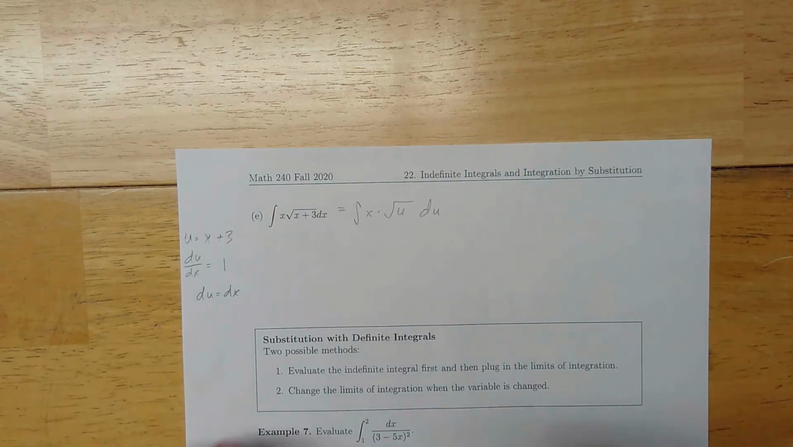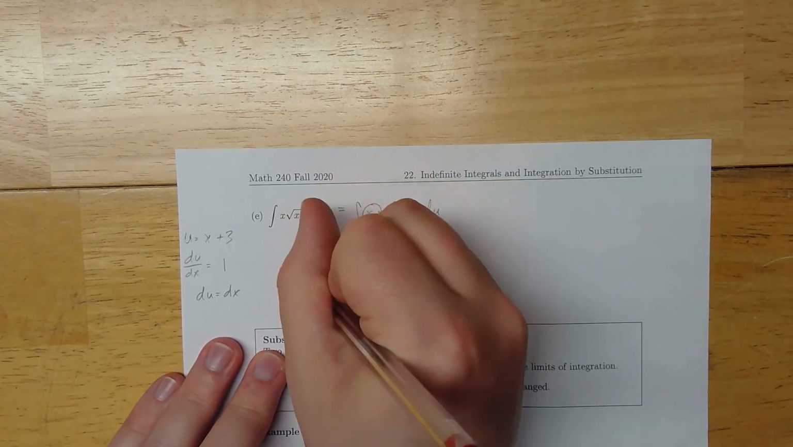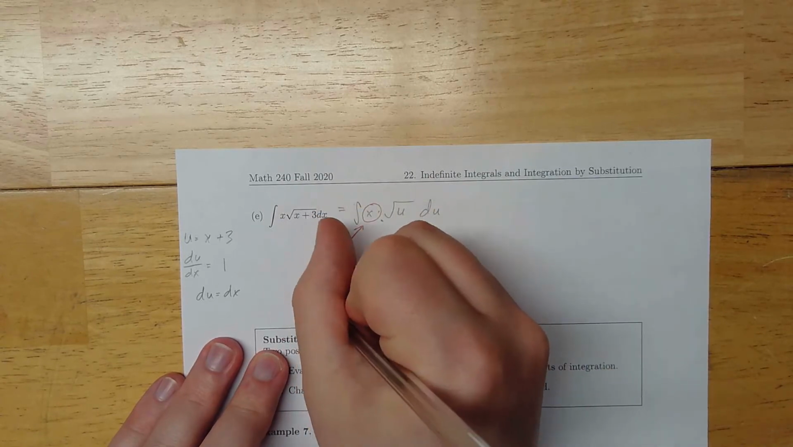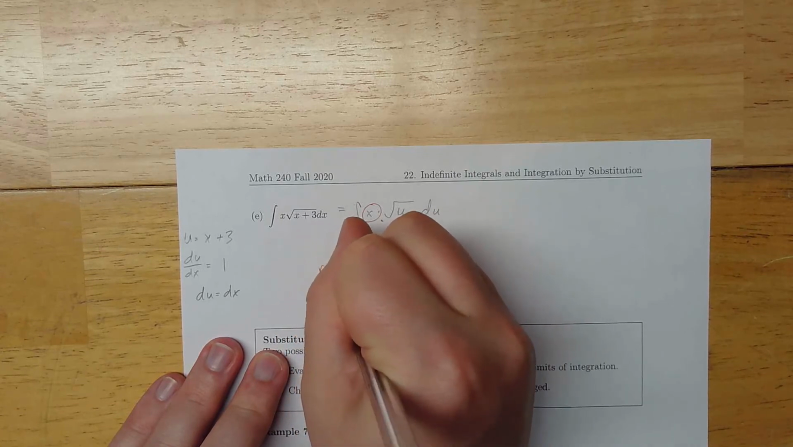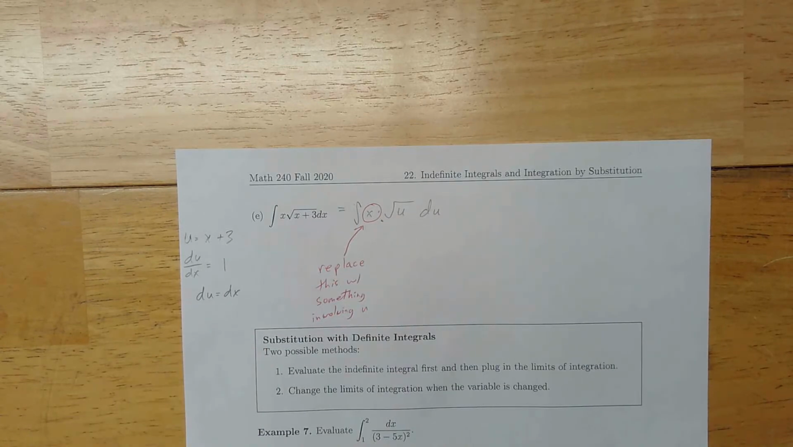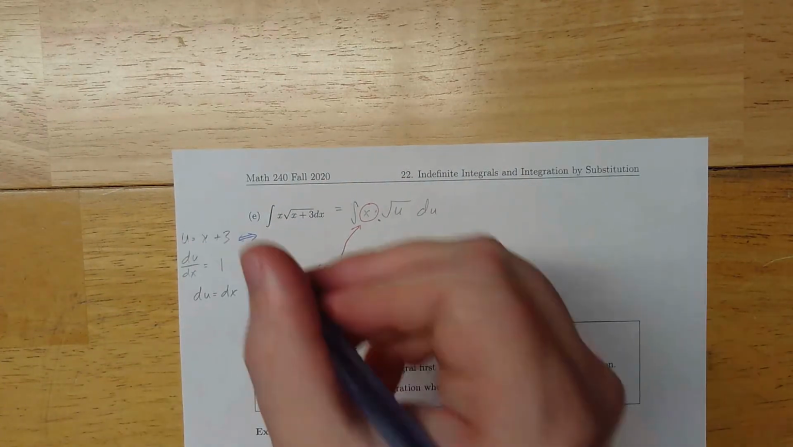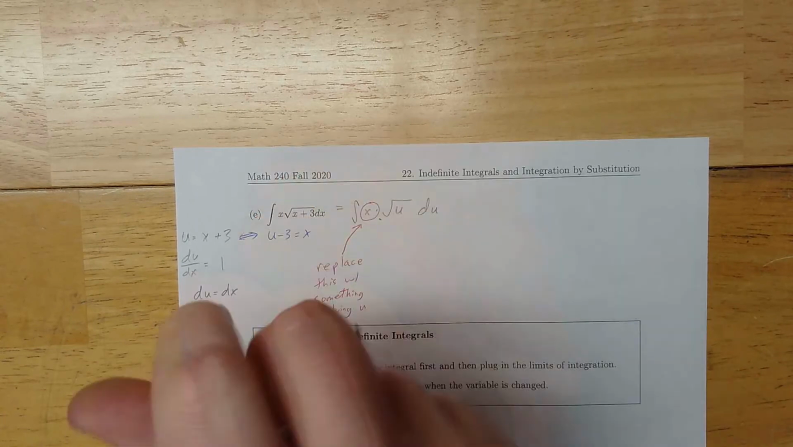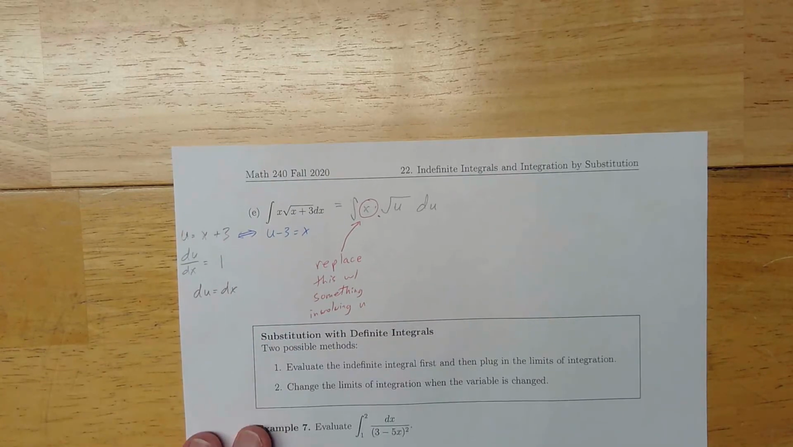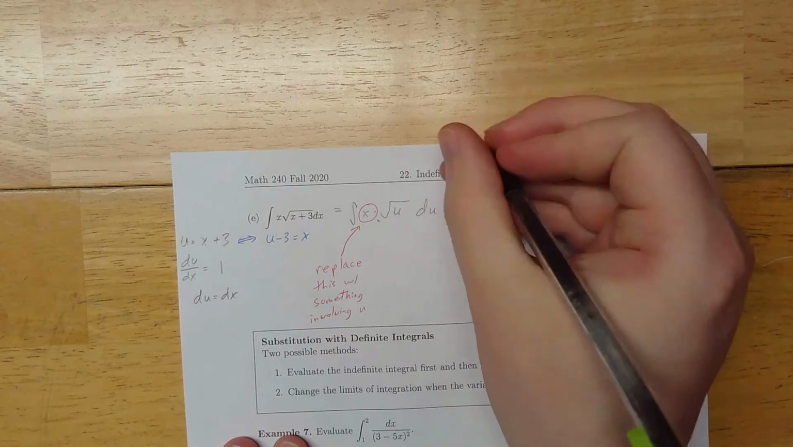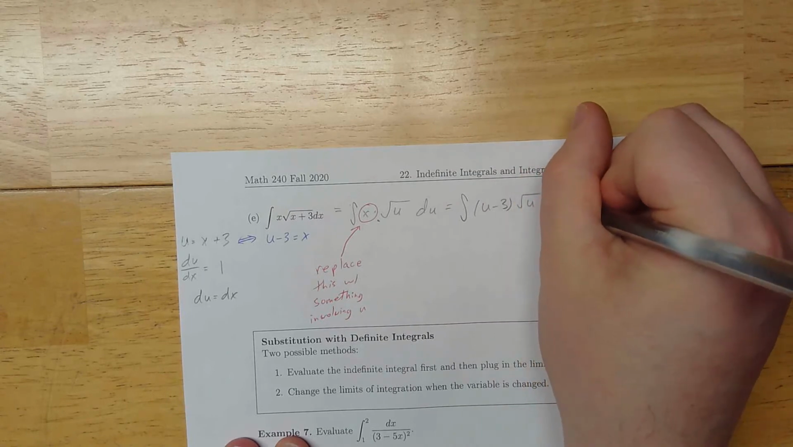But that's a problem because we aren't allowed to have any x's. So we need to replace this with something involving u. Well, what we'll do is if we know that u equals x plus 3, then we'll treat this the same as u minus 3 equals x. These are the exact same equation, we just have the 3 moved over. But logically these say the same thing. So that means we have the integral of u minus 3 times the square root of u du.